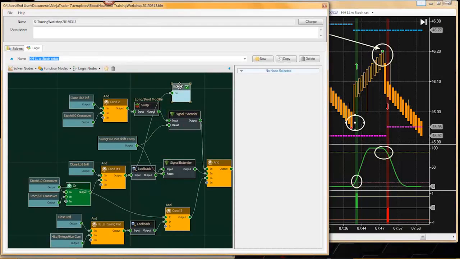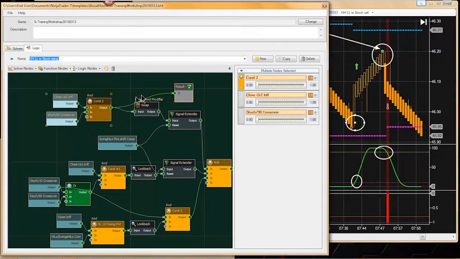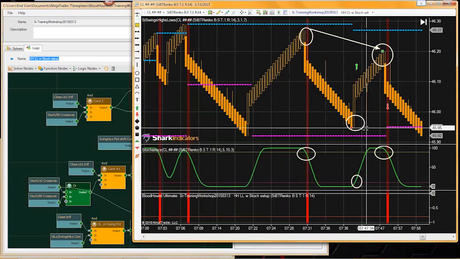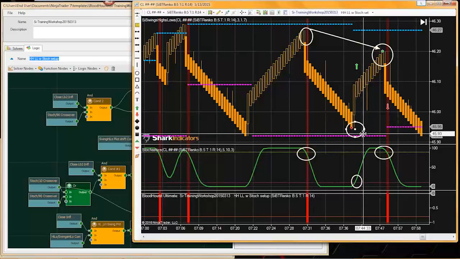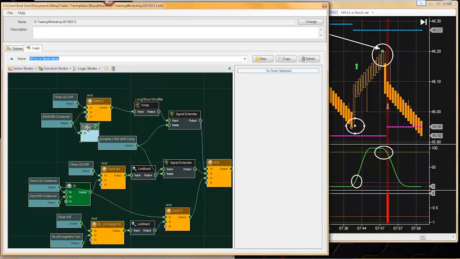All right, so let's take a look at condition 2 here. For the short side, we have no output on condition 2, and you probably noticed that's because we only have one crossover solver there.